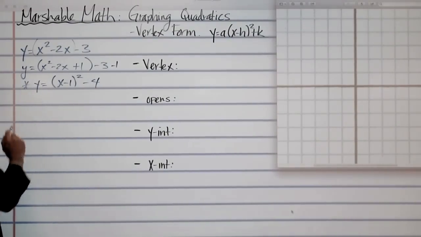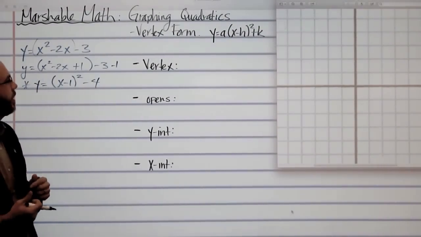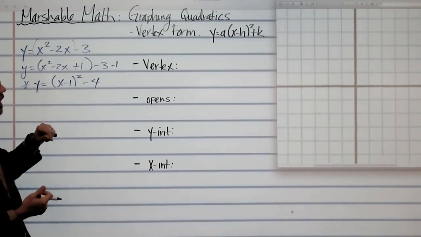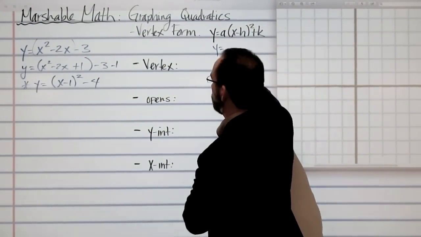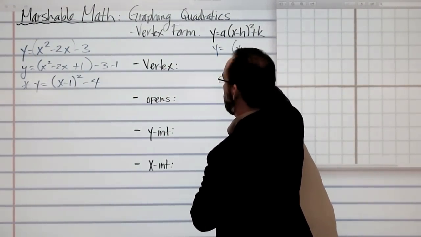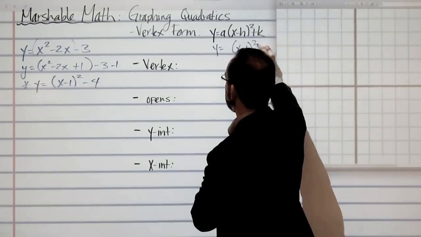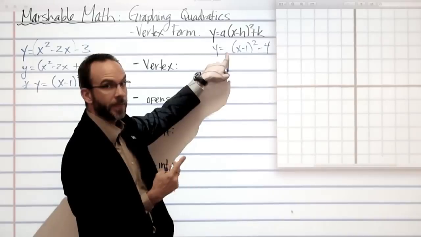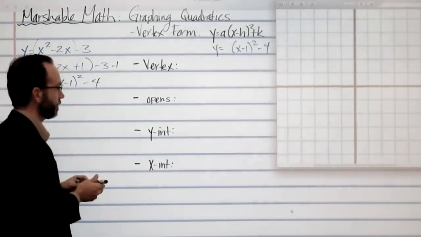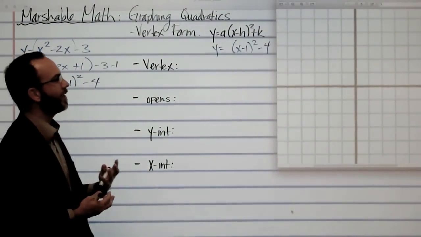So this right here is now my equation of the quadratic in vertex form. So let me rewrite that over here. y is equal then to x minus 1 squared minus 4. The a in this case here is a positive 1, even though it's not written. Okay, so what does this tell us?